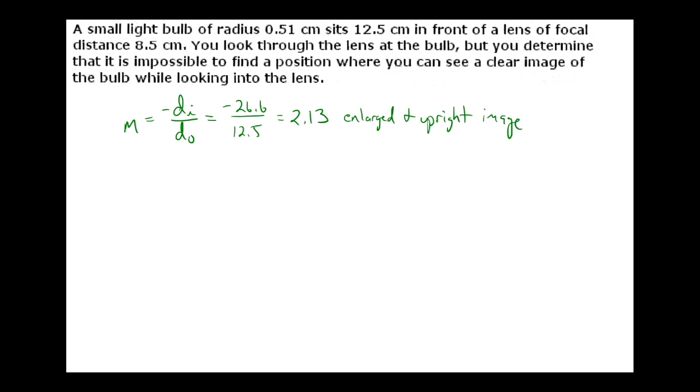It's a good question. That seems odd, doesn't it? Oh, there's a negative sign there. My fault. It's right there next to the 2.13, and I didn't even see it. So it still is enlarged, but it is inverted. My bad. Okay? So it's flipped upside down because of the negative, but it's larger by more than a factor of 2.